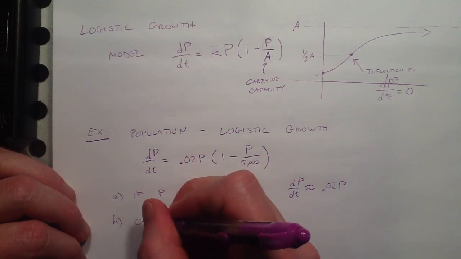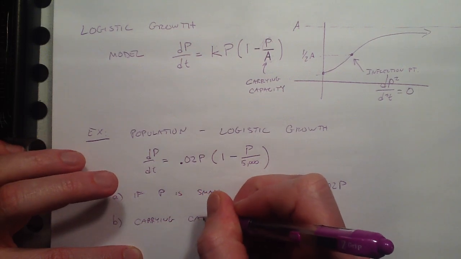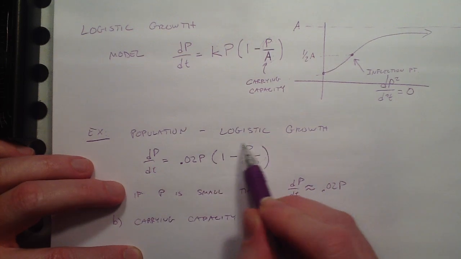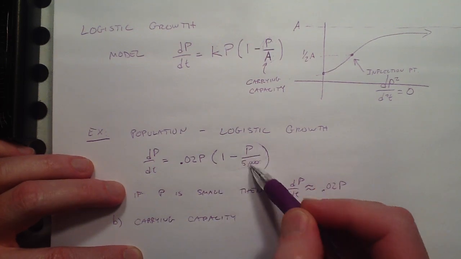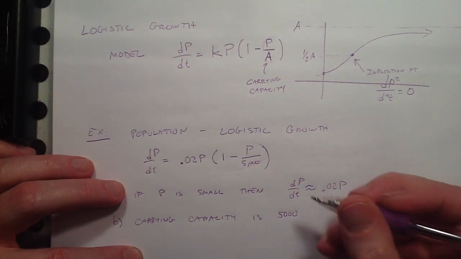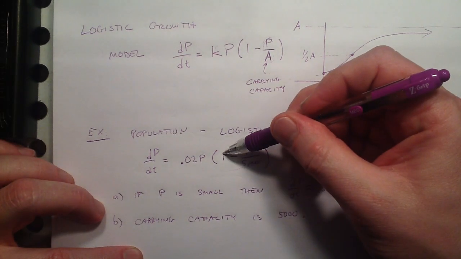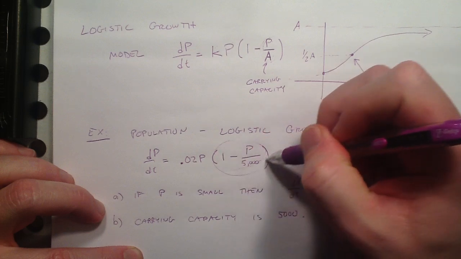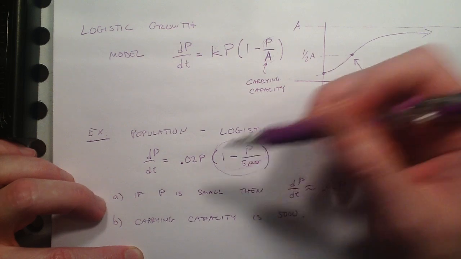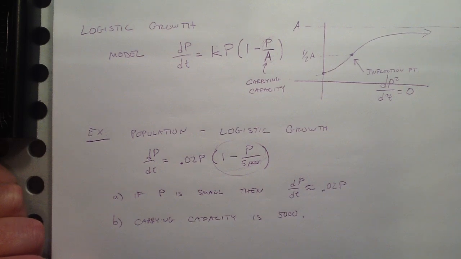Second, what's the carrying capacity? In this case, the carrying capacity is, well, what would make this equal to 0? 1 minus this would have to be equal to 1, so 5,000. There's one AP question that you're going to see, I think, in your practice multiple choice, where this number is not 1. So you just have to make sure that this entire thing is equal to 0. If this is not 1, you just have to do a little bit of algebra. So here the carrying capacity is 5,000.